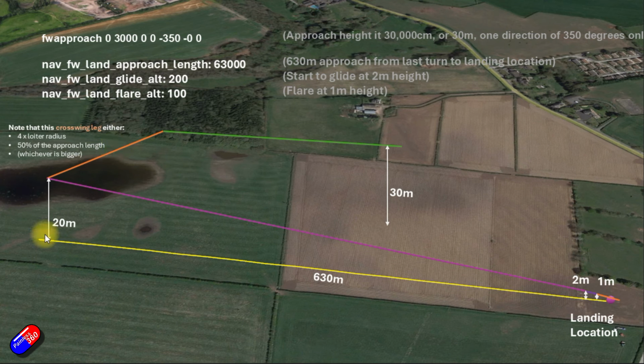So be careful of that. If you're going to have a really, really big approach to the landing location, it means that the crosswind leg is also going to be very, very long as well. So just be aware of that.